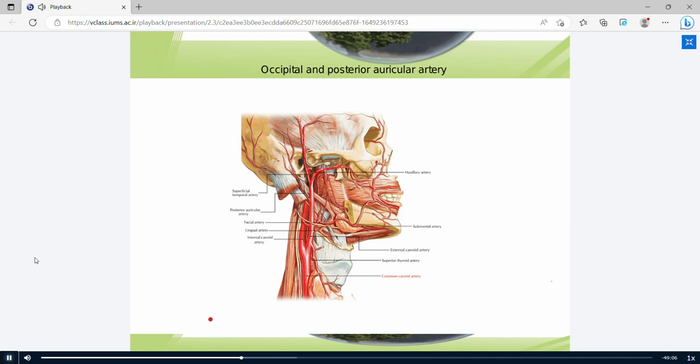I ask you one question. Please write the name of the artery arising from the external carotid artery superior to the posterior belly of the digastric. Which artery arises from the external carotid superior to the posterior belly of the digastric muscle?